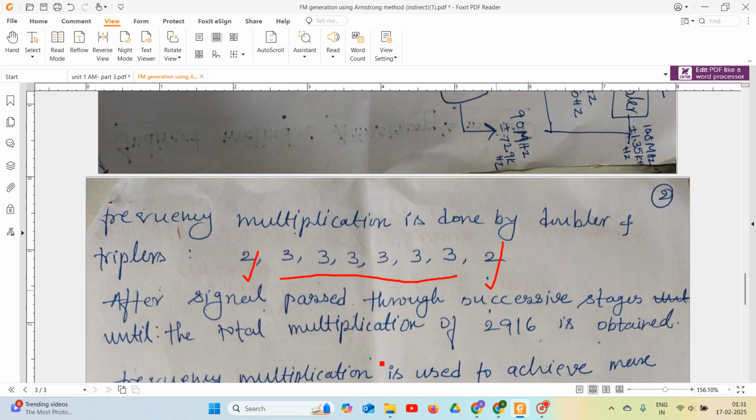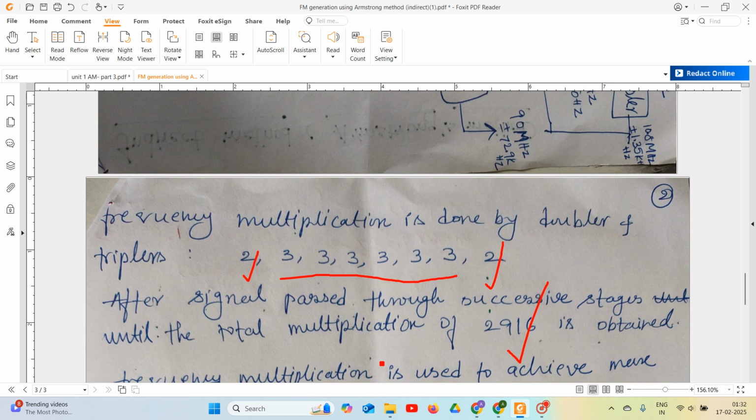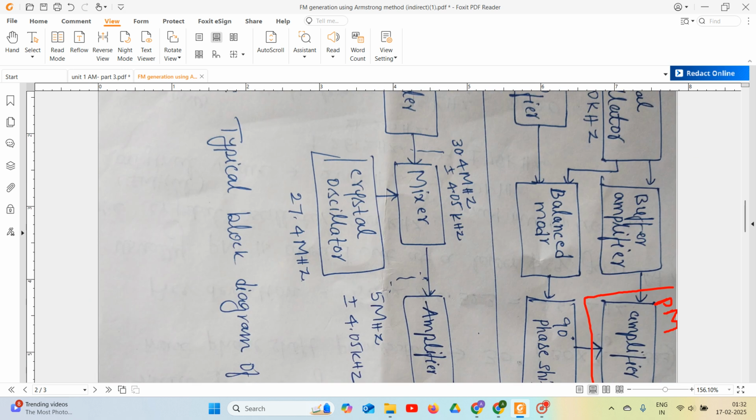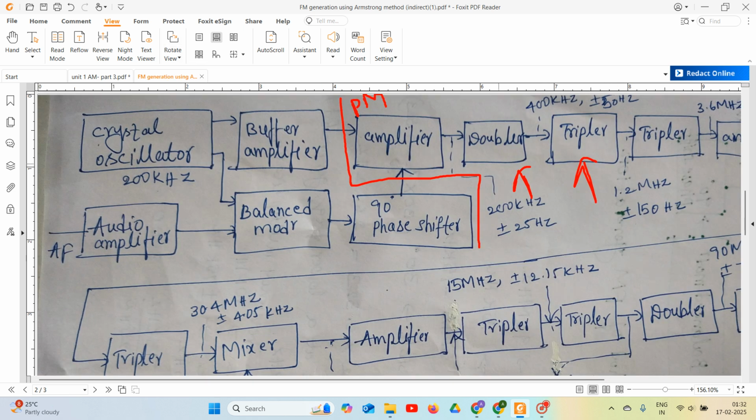So by using two doublers and six triplers, we can theoretically achieve 2916 times multiplication. Practically we can achieve 2916. We can't achieve 3000 frequency multiplication, right? See here, once we get this, as I said before, there is no difference between the PM and FM wave, right? So it is very difficult to find out which is PM and which is FM. After we achieve this PM, we send it to the amplifier.